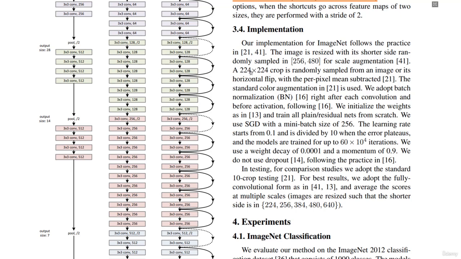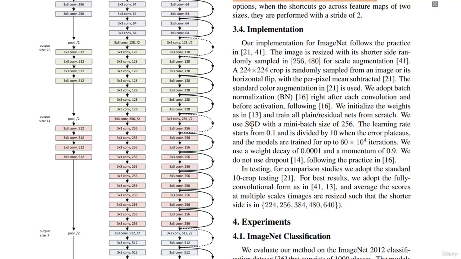A 224 by 224 crop is randomly sampled from an image or its horizontal flip, with the per-pixel mean subtracted. The standard color augmentation in 21 is used, that's in the ResNet paper. We adopt batch normalization right after each convolution and before activation. Following this paper, we initialize the weights as in 13 and train all nets from scratch.